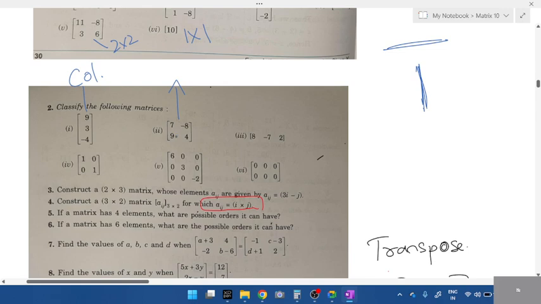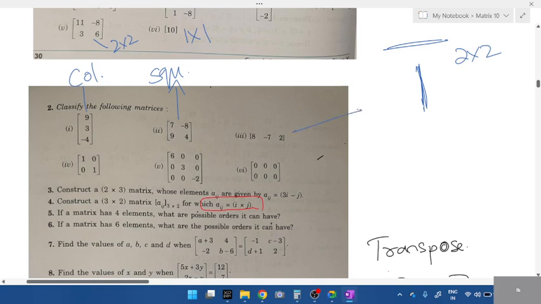Yes, what did I tell you all? Both are equal. In a square, all four sides are equal, right? So order is 2 into 2, which means it has 2 rows, 2 columns. They're equal, students. If they're equal, it is a row matrix. Sorry, not row. What is it? Square matrix. If it is unequal, it is known as rectangle matrix.